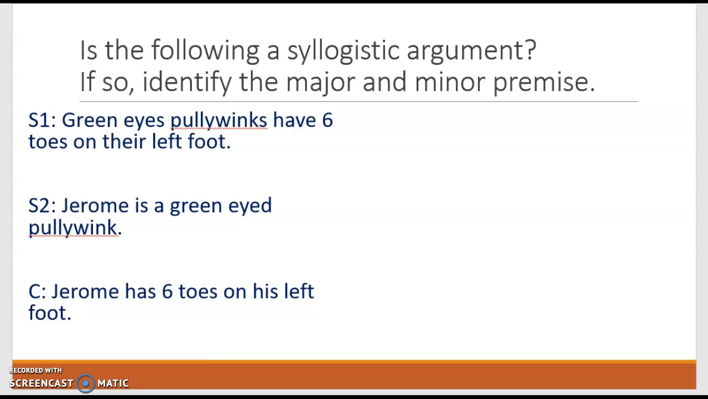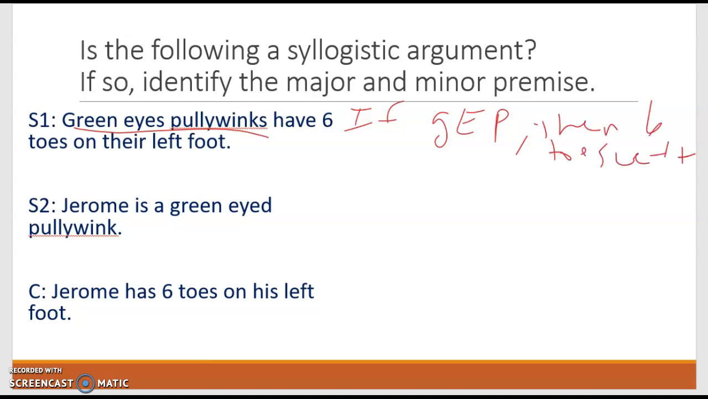So let's think about this. Looking at statement one, green-eyed pullywinks have 6 toes on the left foot. Let's think of this as an if-then statement. If you are a green-eyed pullywink, then you have 6 toes on your left foot. So that would be like if P, then Q. And that's pretty general, right? This is about all the pullywinks.